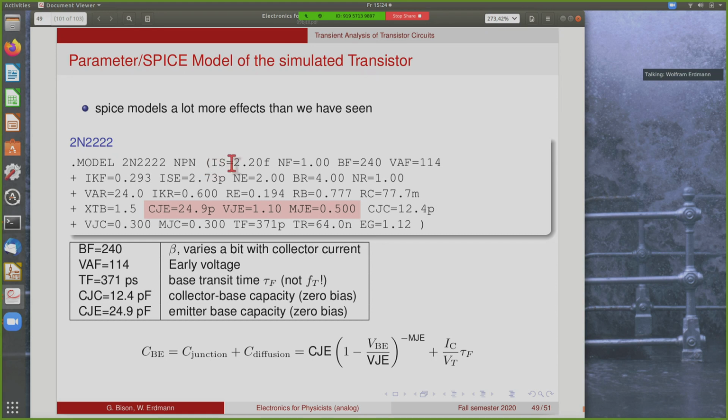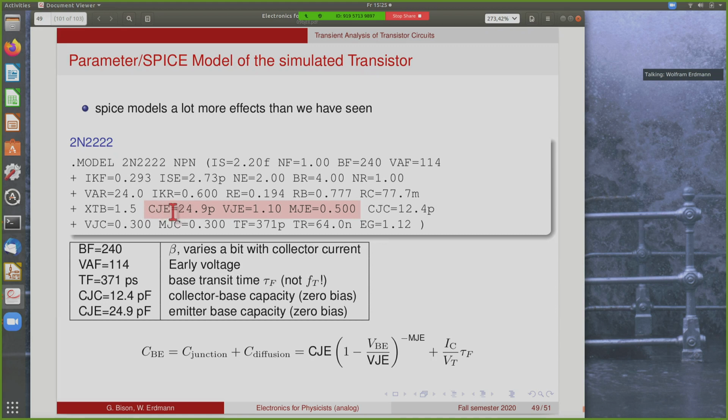There are many more effects than we've seen so far, but some of them we know. This is the gain, the beta of this transistor. This is the early voltage. We have the saturation current and so on. But what we're interested in now, sorry, are these constants here that are relevant for the capacitance calculations, and these are for the junction capacitance.